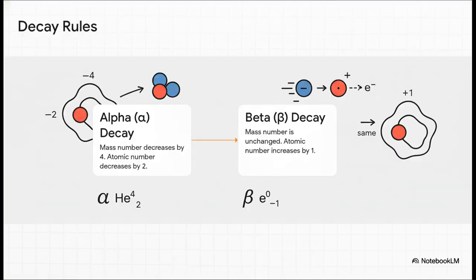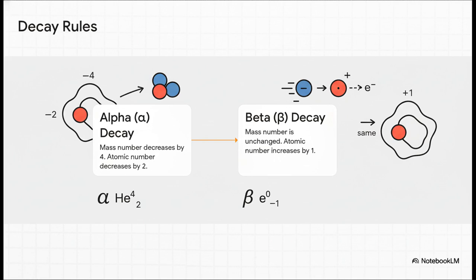Simple as that. And this makes it so easy to remember the rules. For alpha decay, the atom loses an alpha particle, which, remember, is 2 protons and 2 neutrons. So its top number, the mass, goes down by 4. And its bottom number, the proton count, goes down by 2.